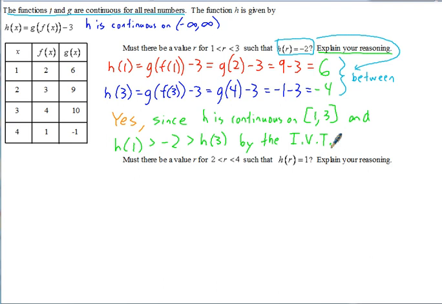Now let's take a look at a similar question. Must there be a value r, where r is between 2 and 4, such that h of r equals 1?